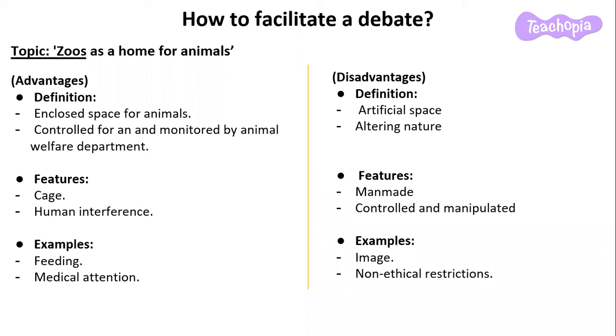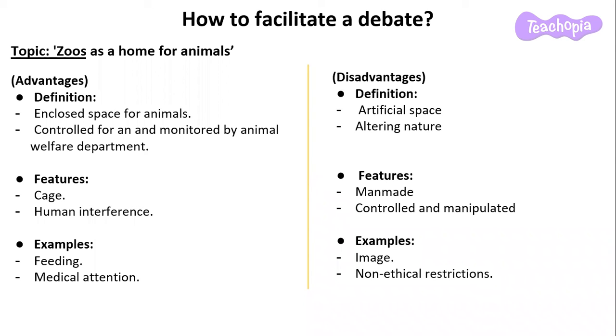And when we come to the last bucket, which is the examples category, we could give examples for each of the features. For example, if human interference or interaction is a feature, we could give examples of how humans interact with animals in a zoo. The first thing is that those animals are constantly fed by humans. And if they are ill or hurt, medical attention is also given to them by humans.